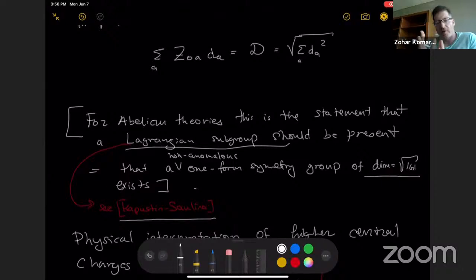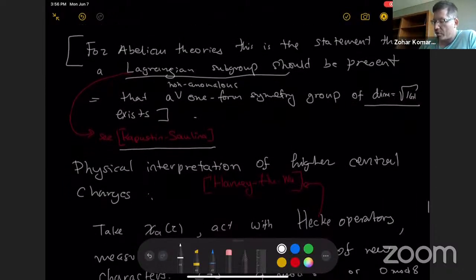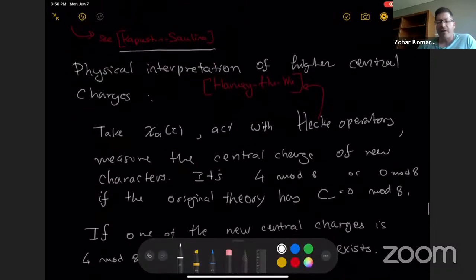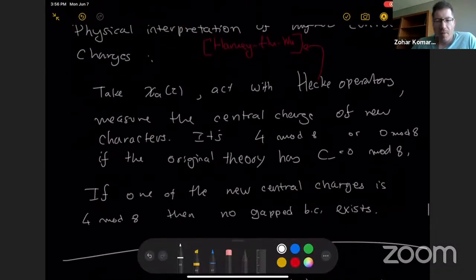It's a quick comment for the experts. I won't go into that. Clearly, one thing that is missing here is a very clear physical interpretation of these higher central charges. Why are these partition functions, which people have called higher central charges, interesting order parameters for the problem of gapped boundary? But is there a more physical way to think about it?